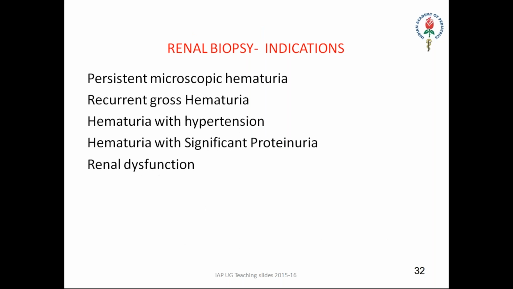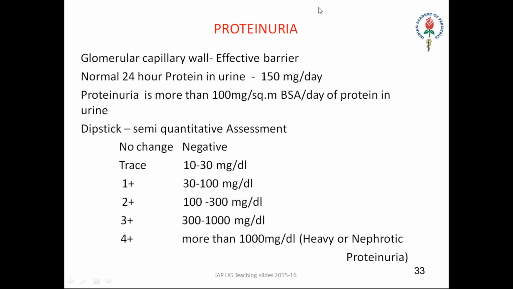So the indications of renal biopsy: persistent microscopic hematuria, presence of hematuria continuously, recurrent gross hematuria, hematuria with hypertension, severe hypertension, hematuria with significant proteinuria, and renal dysfunction. These are the indications of renal biopsy. This is how you want to evaluate your hematuria part.